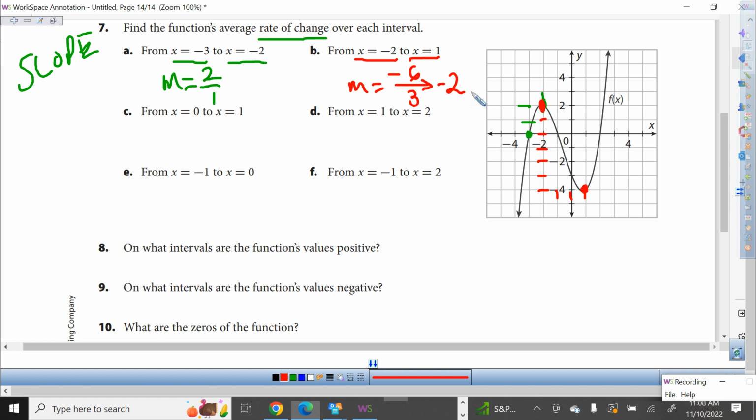And have you got that by yourself? Yeah. And so on and so forth. So let me go to number 8. It says, on what intervals are the function's values positive?